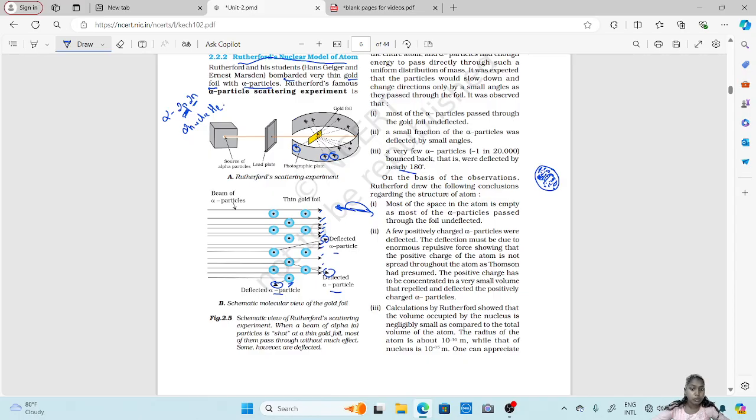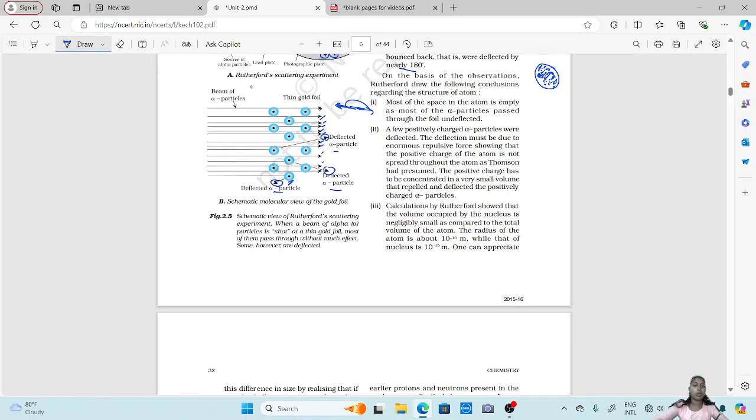Calculations by Rutherford showed that the volume occupied by the nucleus is negligibly small as compared to the total volume of the atom. When Rutherford calculated all these values, what he found was that the space occupied by the nucleus is negligible, because the atom is very small, right? You can't see it with your naked eyes. With atoms that small, the nucleus is obviously negligible. You can't even make it out, right? So it is negligibly small as compared to the total volume of the atom.